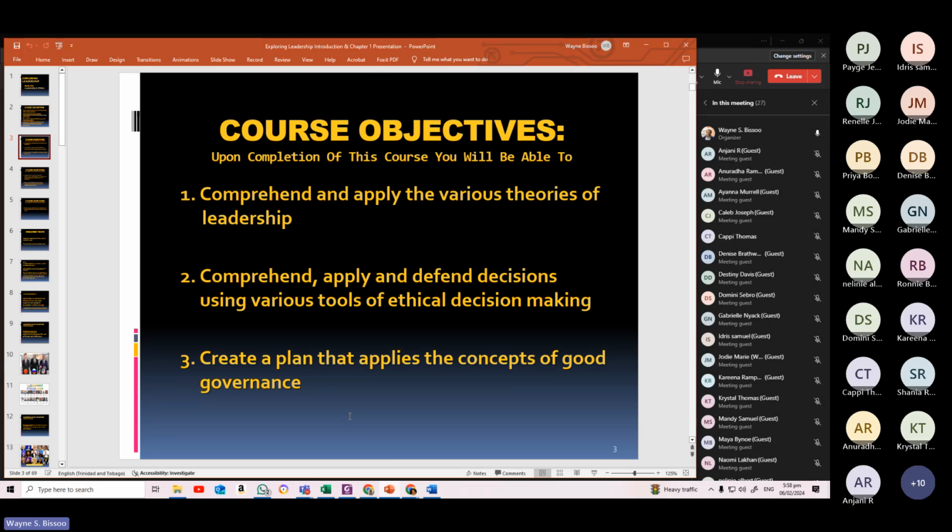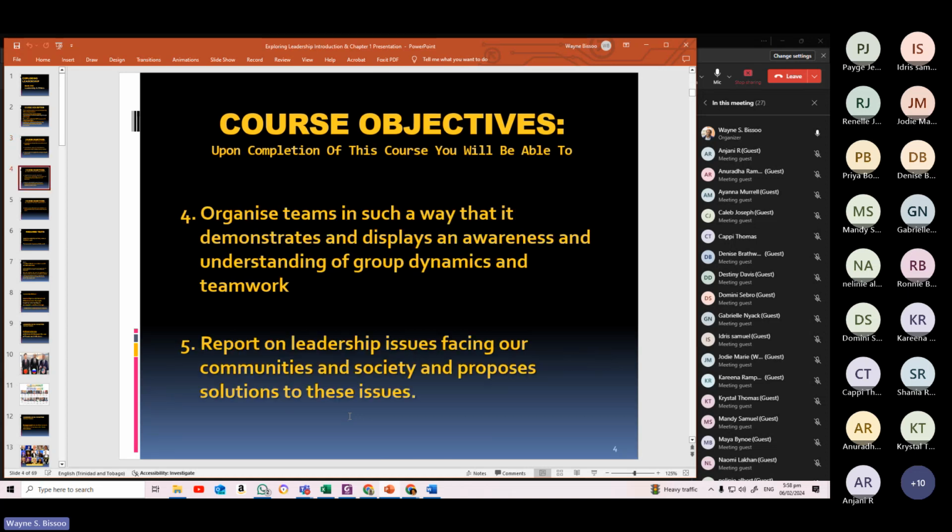Course objectives. Now there are various course objectives, starting from the very simple: comprehend and understand theories of leadership, the tools of ethical decision making, and three, create a plan that applies the concept of good governance. So that's the last assignment that you're doing. In that reflection, you also have to set up a leadership plan for continuity for yourself.